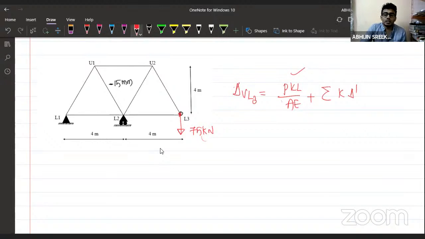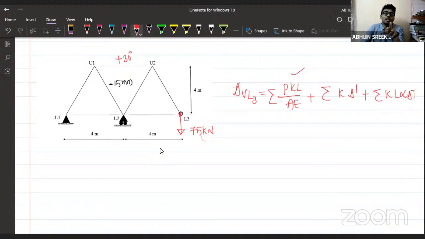Got the point? And suppose there is a temperature increase of 30 degrees Celsius in this member. What will we do? We have to add that as well in the equation: sigma k L alpha delta T. Always be careful about these values. P value is positive when it is tensile and negative when it is compressive. Same is applicable for k value. And delta dash, if the member length is increasing, positive, if decreasing, negative. Delta T, if increasing positive, if decreasing negative.